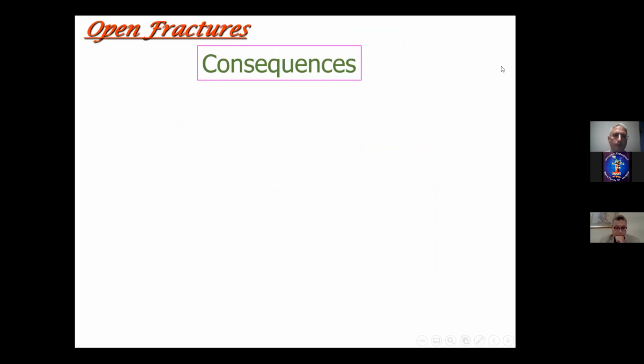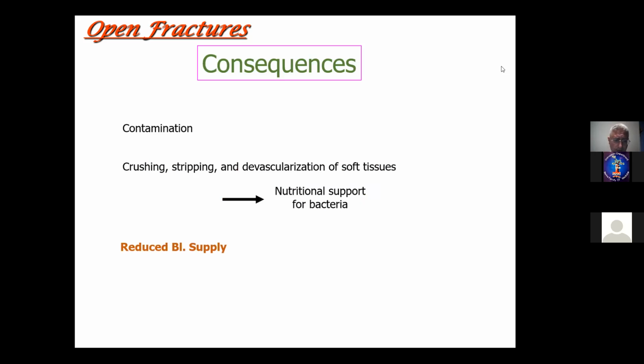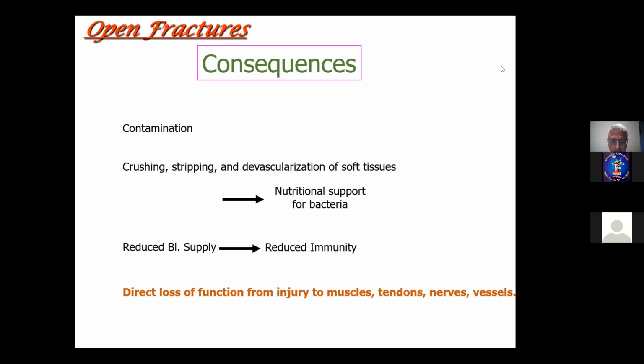The consequences of open fractures start, of course, with contamination, crushing, stripping, and devascularization of soft tissues, which leads to providing nutritional support for the bacteria and reduced blood supply, which reduces immunity. All these three factors increase the rate of infection. In addition, there is direct loss of function from injury to the muscles, tendons, nerves, and vessels. And based on the lecture of our professor, Dr. Hani, bone healing is also endangered in open fractures.